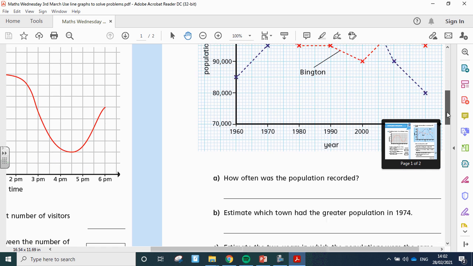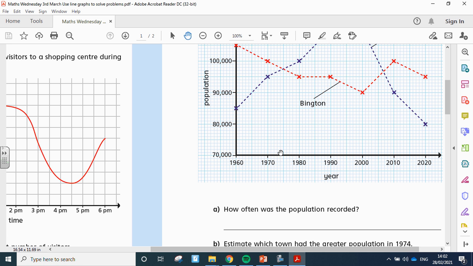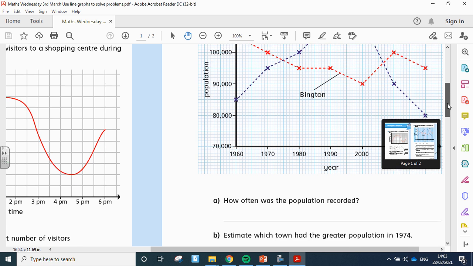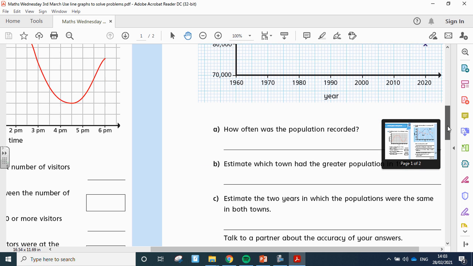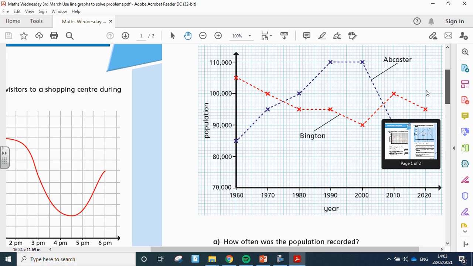Right, I'm back on. So 1974, which town had the greater population? If you have a look, there's not much difference in it. That's the blue line, that's the red line. You figure out which one's highest. Estimate the 2 years in which the populations were the same.